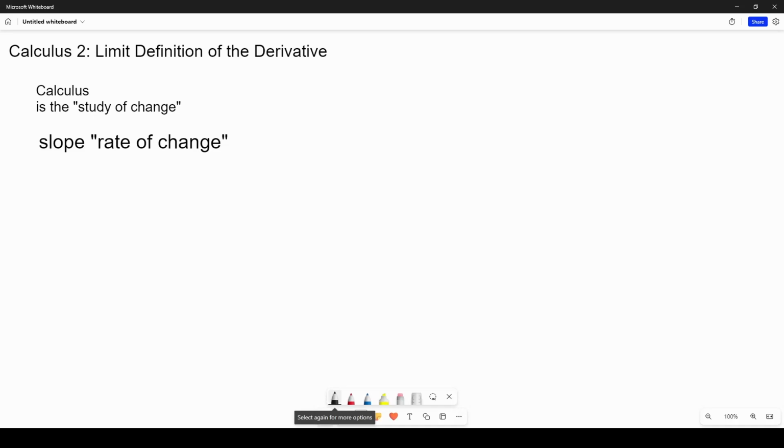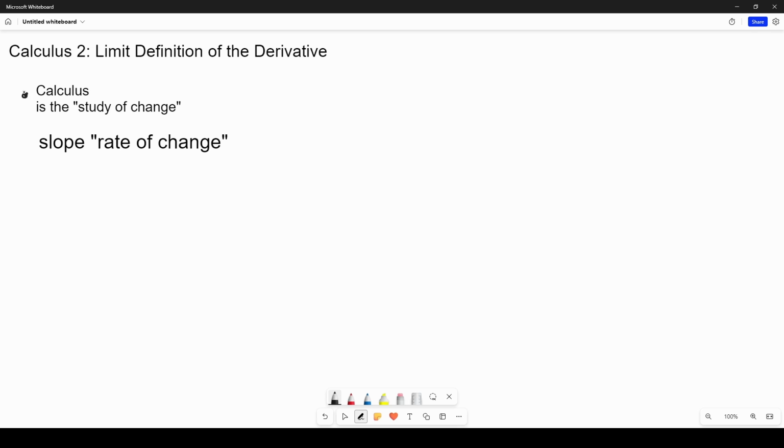Hey everyone, and welcome to the first of hopefully many topics going through Calculus 2. So this first topic is going to be on the limit definition of the derivative. And since this is the first topic, we should probably talk about what calculus even is. Calculus is commonly called the study of change.